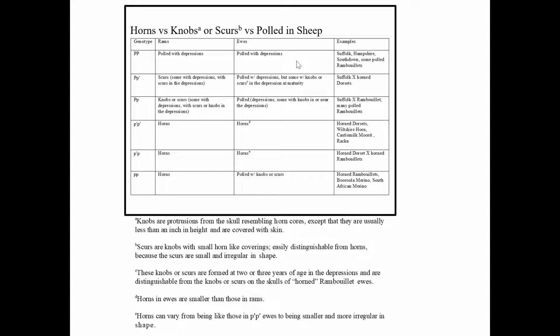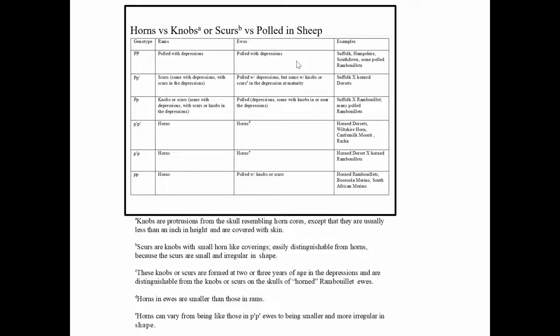Skers are knobs with small horn-like coverings, and knobs are protrusions from the skull that look like horn cones, but they're typically covered in skin and less than an inch in height. Next genotype is big P, little p. In our rams, we'll get knobs or skers, and some will have the depressions with skers or knobs in the depressions. For our ewes, we'll get polled with depressions, and again, some with knobs in or near the depression. We'll see these in our Suffolk Rambouillet crosses, and again, we have some polled Rambouillets.